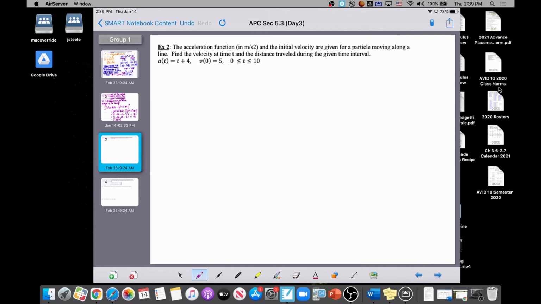So again, if we have our acceleration function, we know that velocity is the antiderivative of acceleration. So we know that our v of t is going to be equal to, for the first term, it will become t squared. I will need a 1/2 to undo the squared in front. My second term will be 4t, and then of course I'm going to have a plus c. Now I was given the fact that v of 0 equals 5, so I can use that to solve for c.